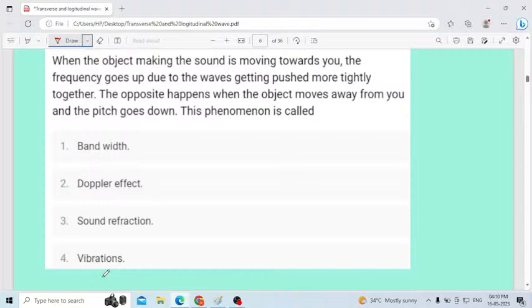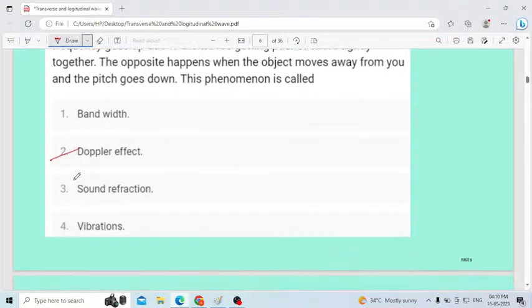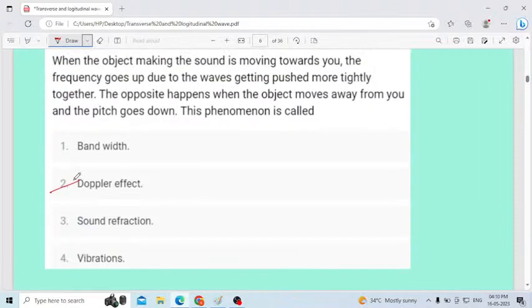The correct answer for this question is Doppler effect. In the Doppler effect, when the source and observer are approaching each other, the intensity, frequency and loudness of the sound increase. If they are moving away from each other, in opposite directions, then the intensity or pitch of the sound decreases. This effect is called the Doppler effect.